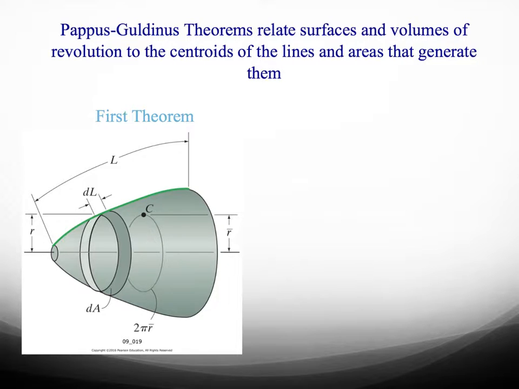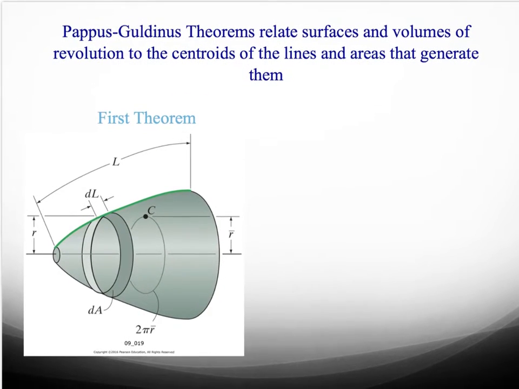So, all right, here is the first theorem where we take a line. The green line right here is what we're looking at. And we're thinking about how we would calculate the area if we took this line and we revolved it around this axis right here. So we see the little strip right here is our dA. So dA can be written as 2 pi r dl. So dl is the little segment of the line, the total length of the line is L.